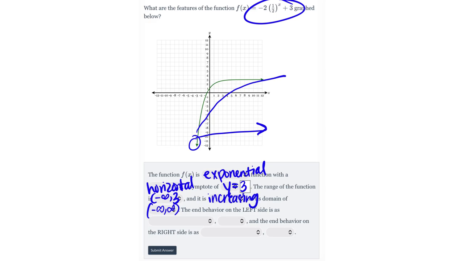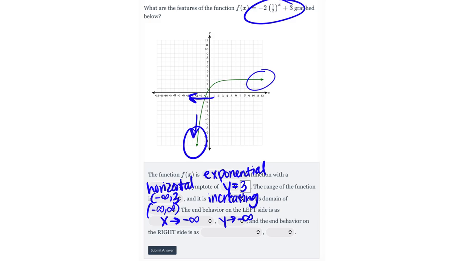So you always start on the left side of the graph, go to the right side of the graph, and decide if that's increasing or decreasing. All right, the end behavior on the left side, this is the left side. X is getting bigger and bigger toward the negatives, so y is getting lower and lower. So as x is approaching negative infinity, y is also approaching negative infinity.